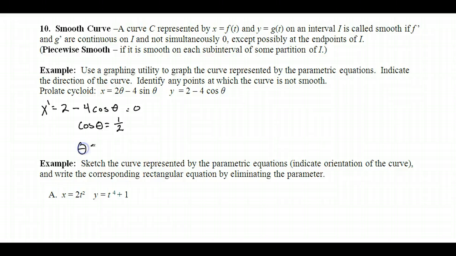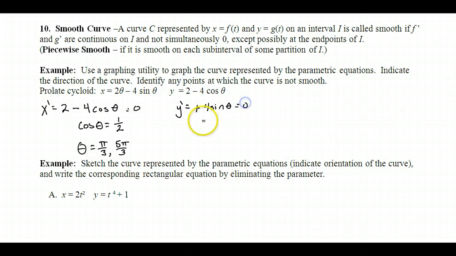Well, I know that cosine of theta is equal to a positive 1/2 in quadrants 1 and 4, and it would be at pi over 3, 60 degrees, and then 5 pi over 3. So I have a continuous derivative. Here is where my derivative is equal to 0. I have to check the same thing with y because it's a parametric equation. So my derivative now, derivative of 2 is 0. Then it would be minus 4, derivative of cosine is a negative sine, so it makes it a positive sine theta. Yes, that's a continuous function.